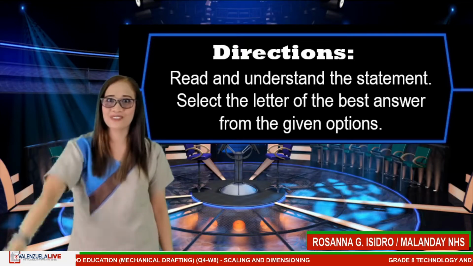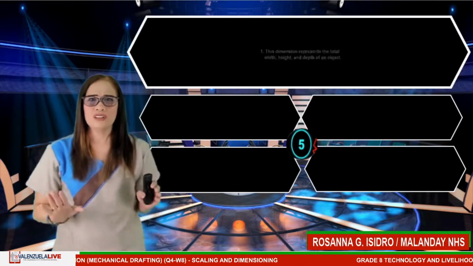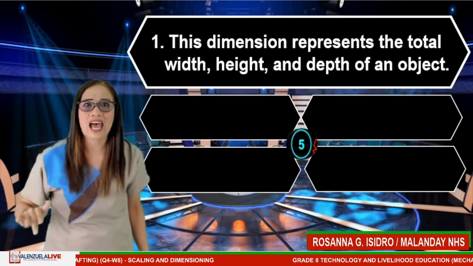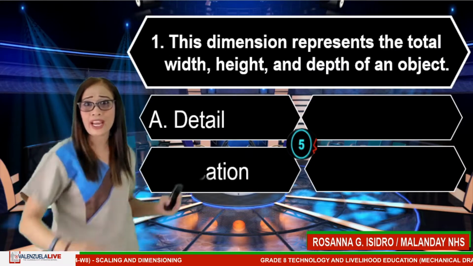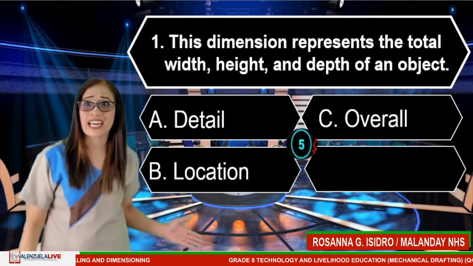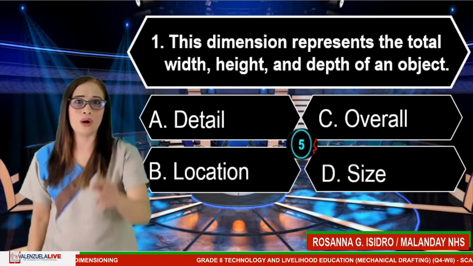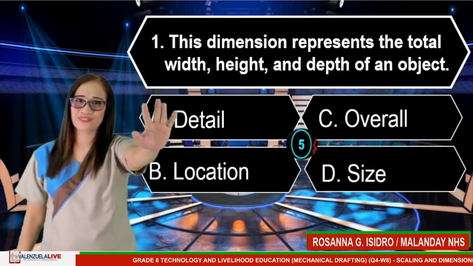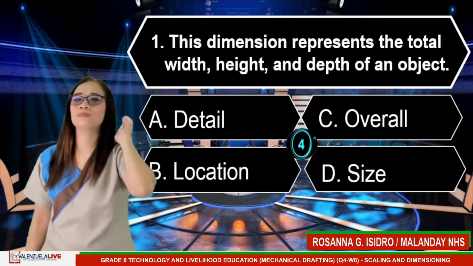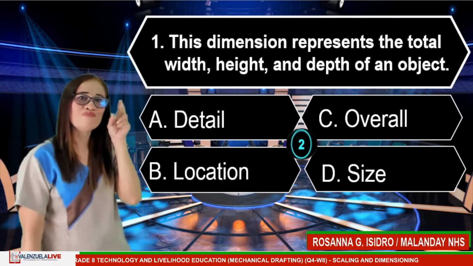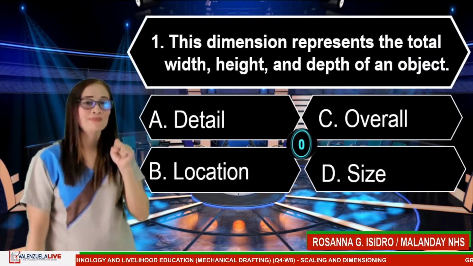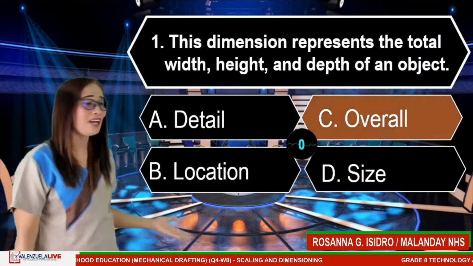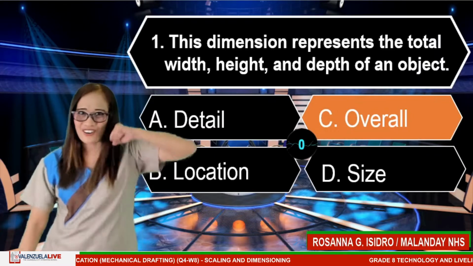Let's go. Number one, this dimension represents the total width, height, and depth of an object. It is letter A, detail, letter B, location, C, overall, or letter D, size. Your time starts now. Oops, time is up. If your answer for number one is letter C, overall, you are correct.